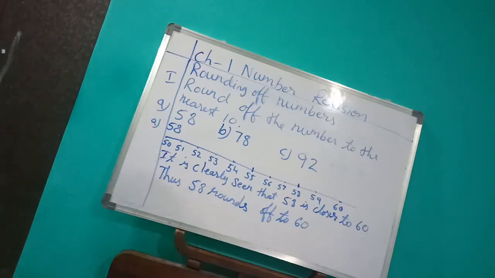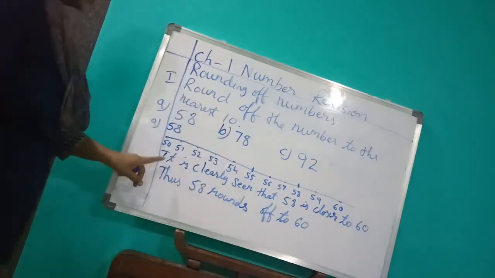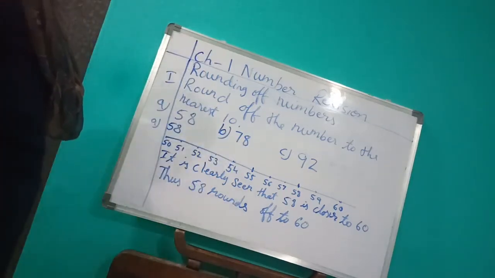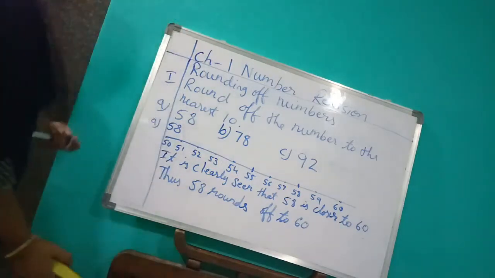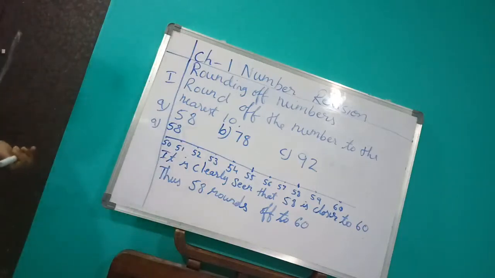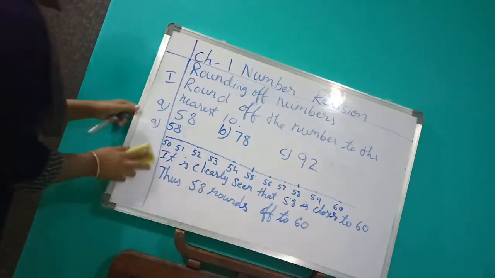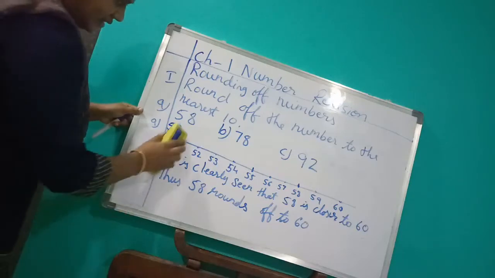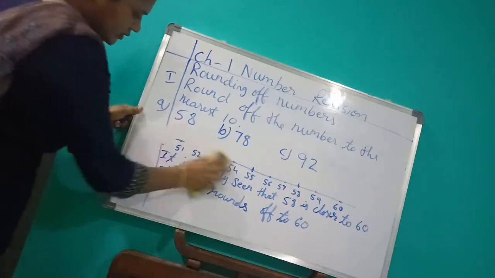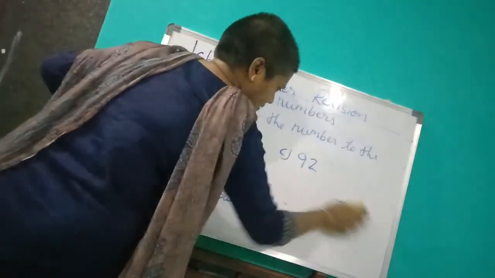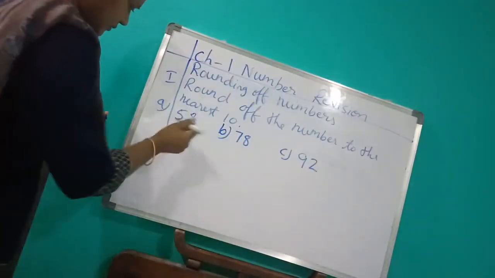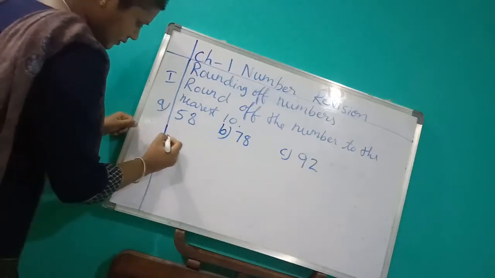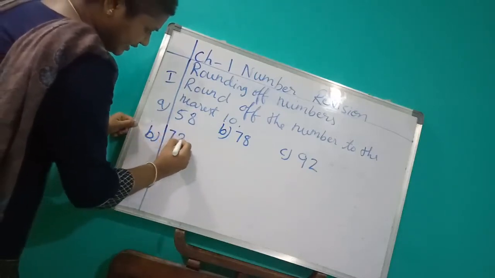Next number line. 78. Write this first. After 58, write 78. 78 means what? Which number line should you draw? You should draw number line 70 to 80. Understood? This one over? Clear? I am wiping the board. Next, B1. What is that B1? 78.